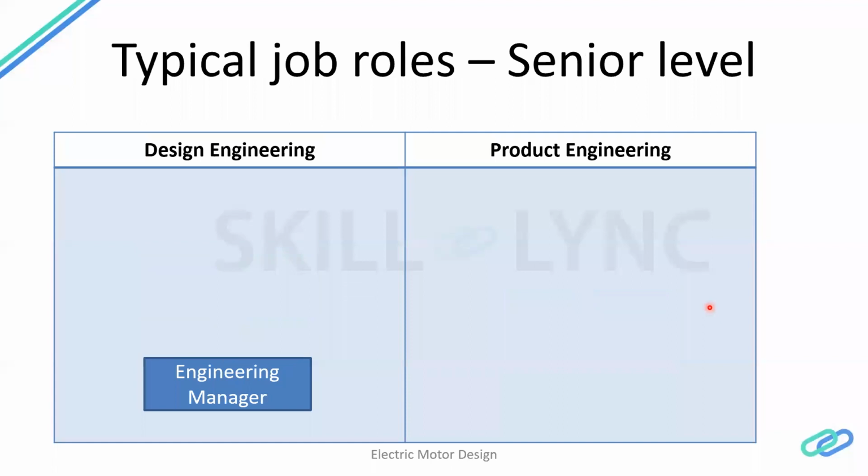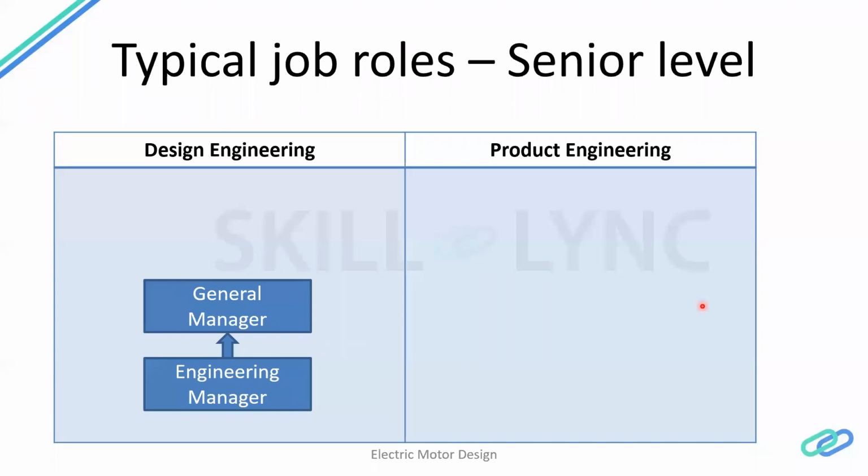Going into senior level positions, once you become a project manager and stay there for like 2 to 3 years, there is a chance you could become an engineering manager, right? So now you'll be handling several project engineers, several design engineers will be working under you. You manage different projects and how they're operated, timelines, and all that stuff.